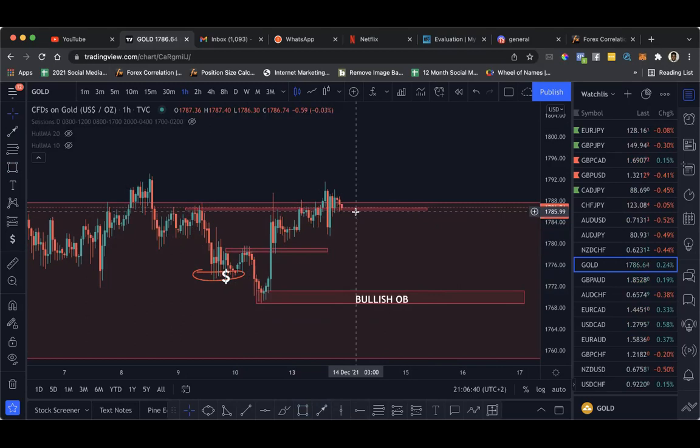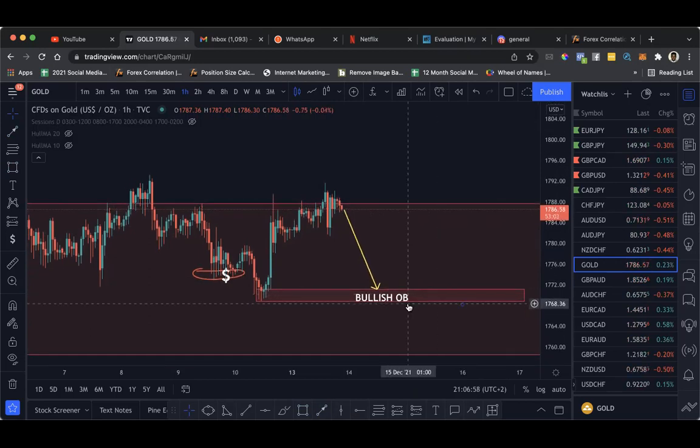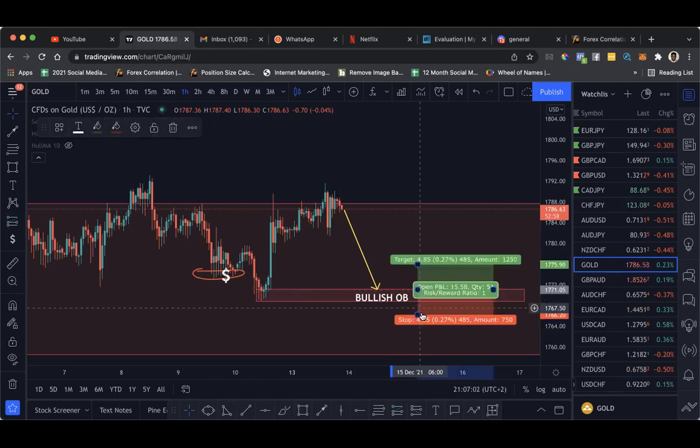So what you want to do is wait for price to come back down, if it does, into this other block here. So if price comes back down into this other block, okay, that's your setup for an entry. So you want to buy at this other block here.